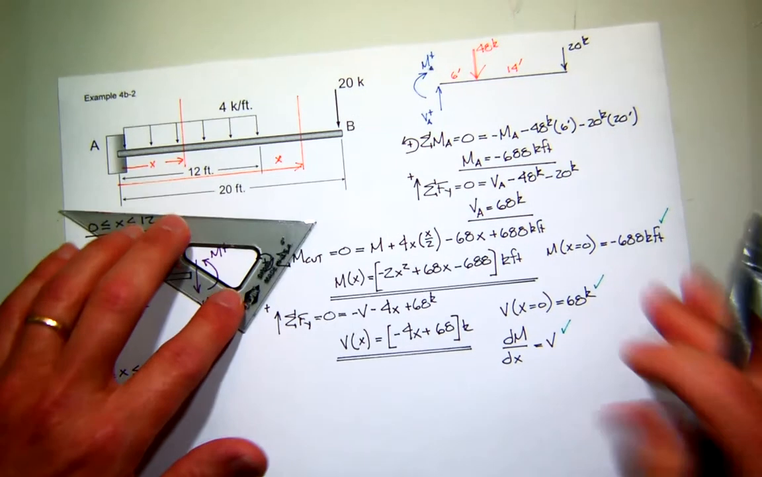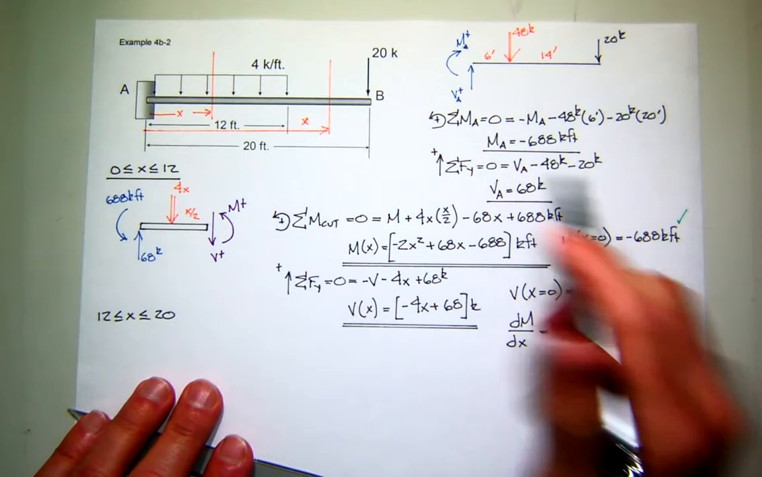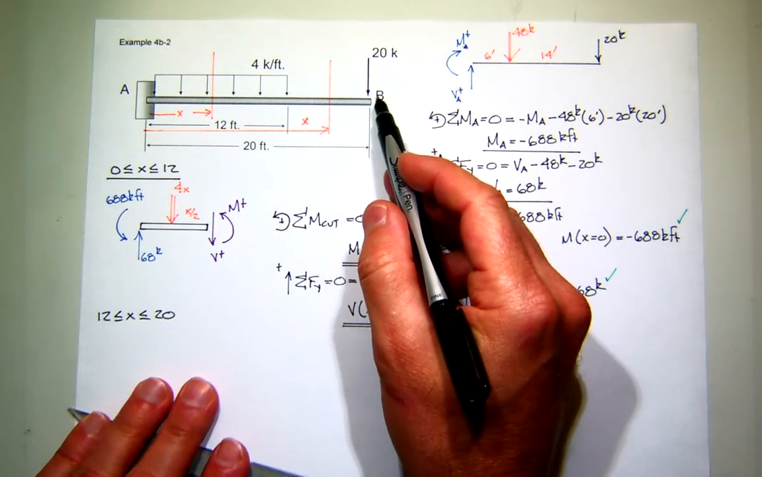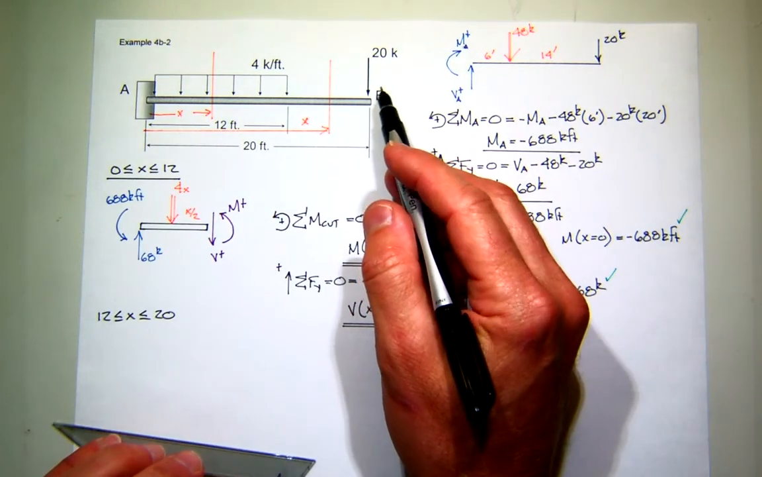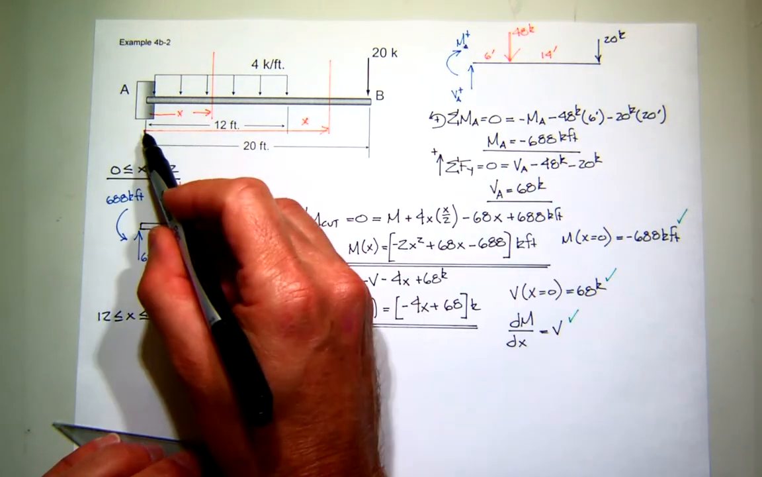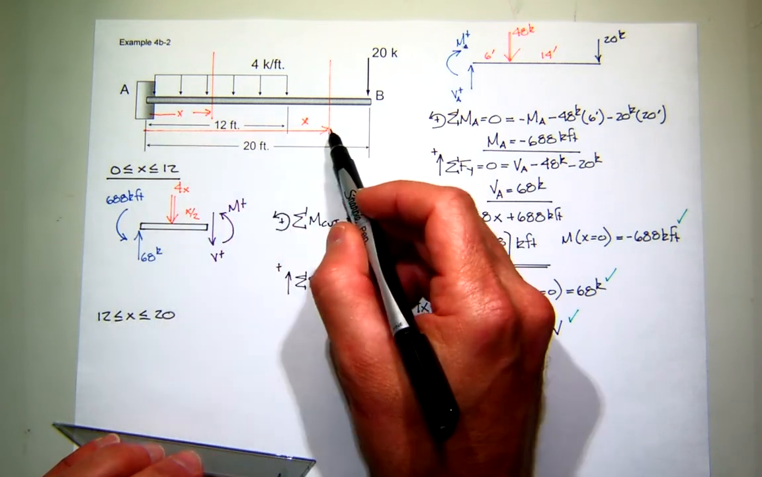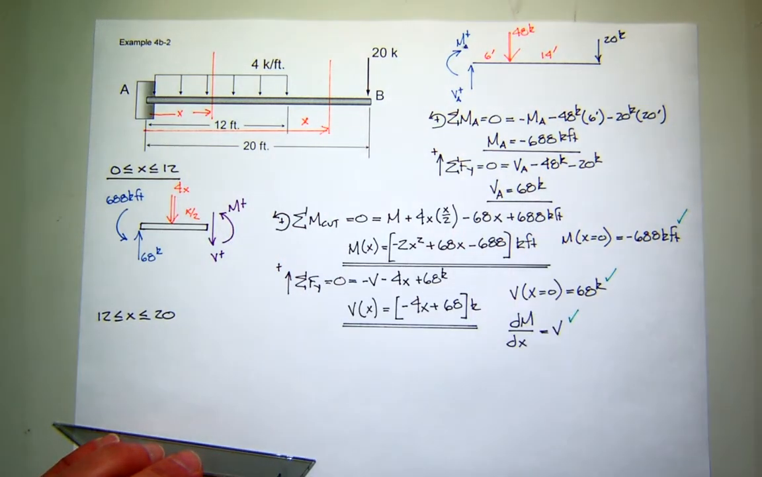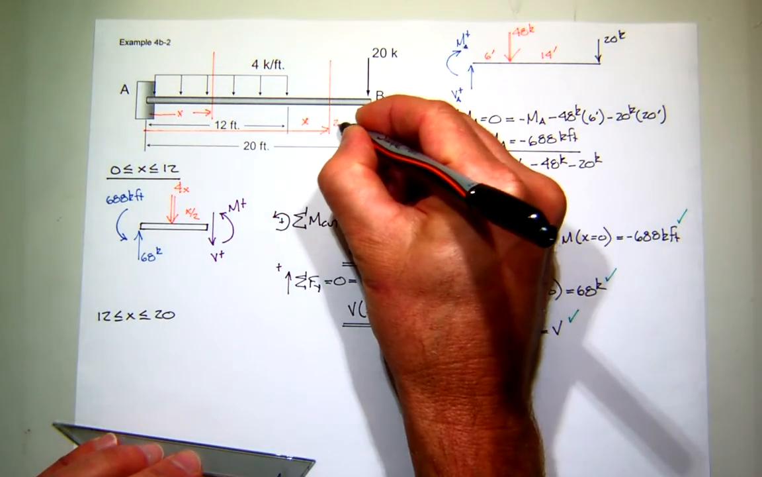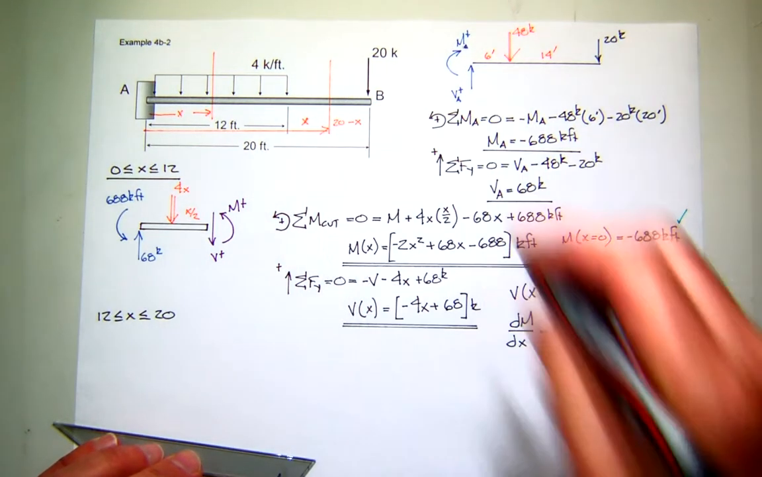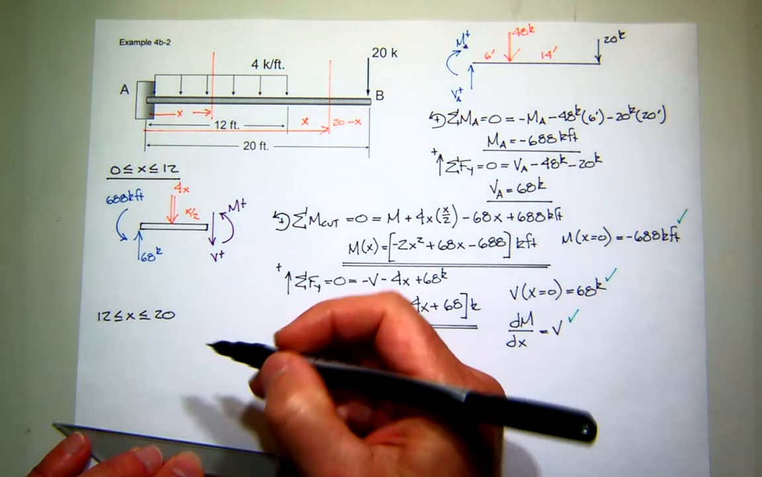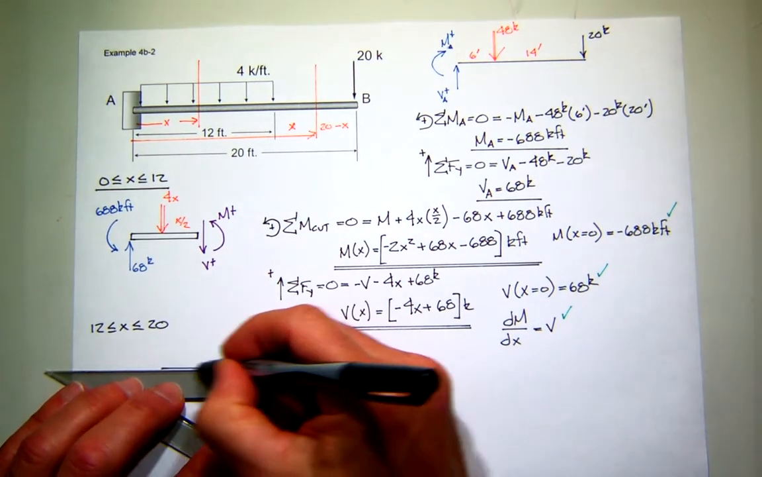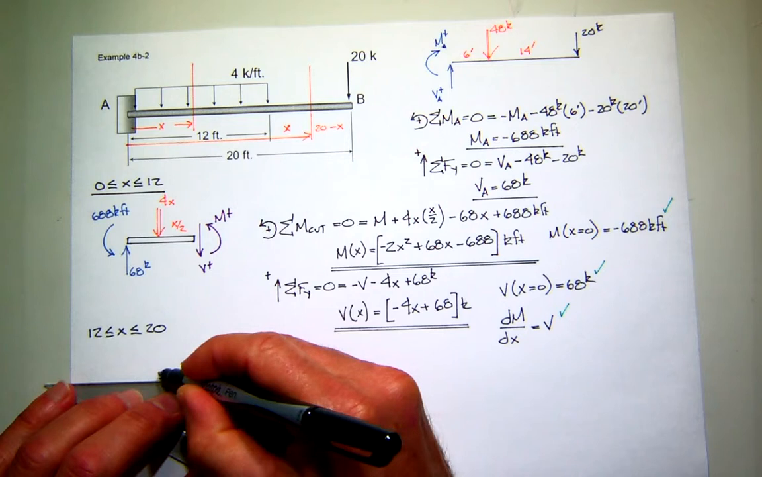Now, what section do I want to look at now? Do I want to try to work the left side with all this or the right side? I say the right side is better. Now, if the distance from the left side to the cut is x, what's this distance right here? 20 minus x. So I'm going to draw my free body diagram of the right side of my structure.